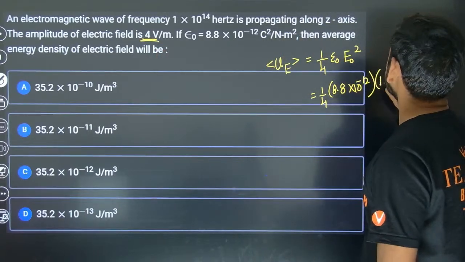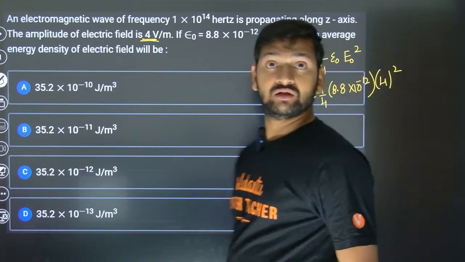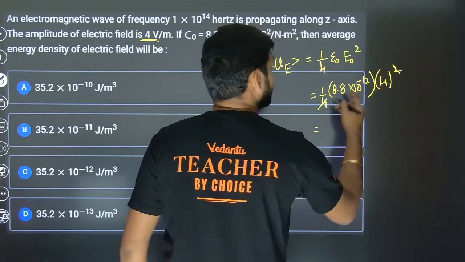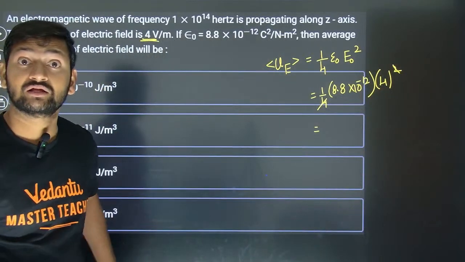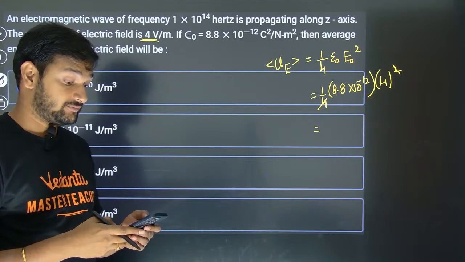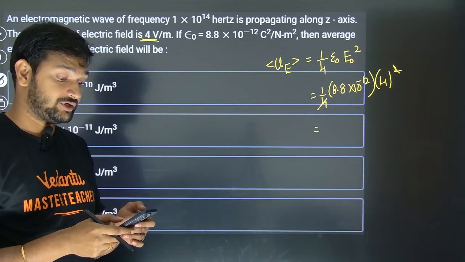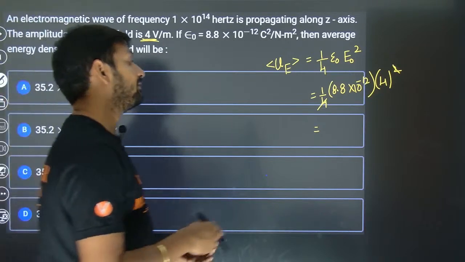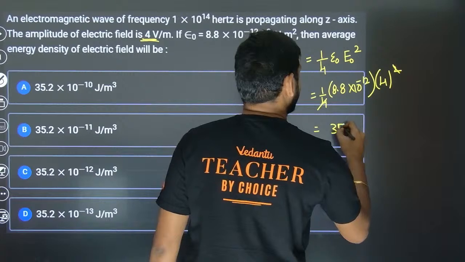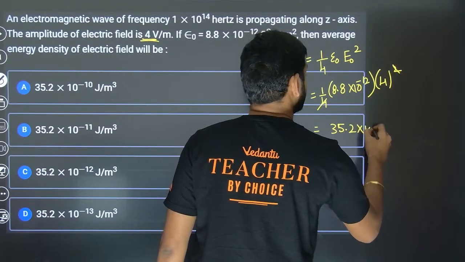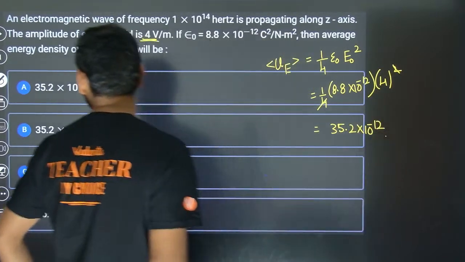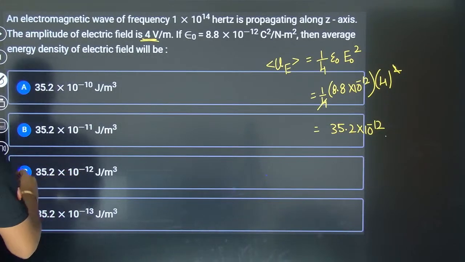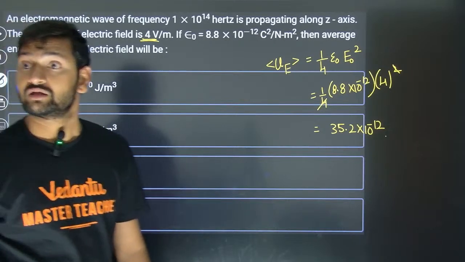What is the amplitude? 4. So 4 square. So I can cancel out 1 by 4 and 1 by 4. Then it is 8.8 into 4, right? What is 8.8 into 4? Let me cross check. 8.8 into 4, 35.2. So 35.2 into 10 to the power minus 12. How many options? Yes, we have only one option, which is option C.